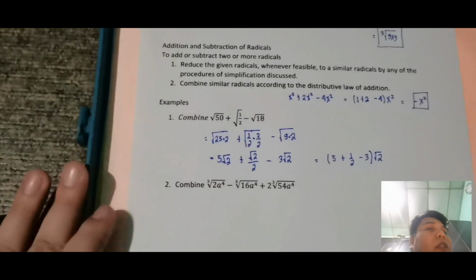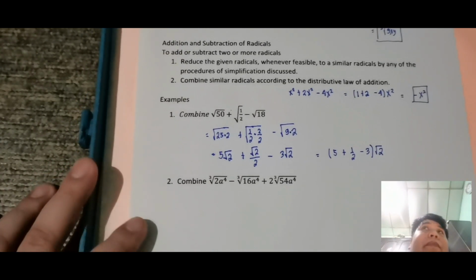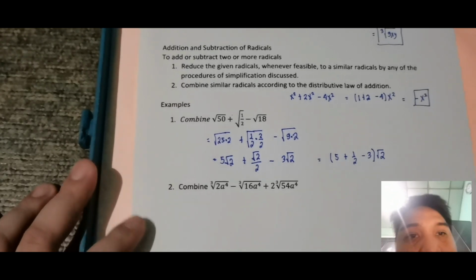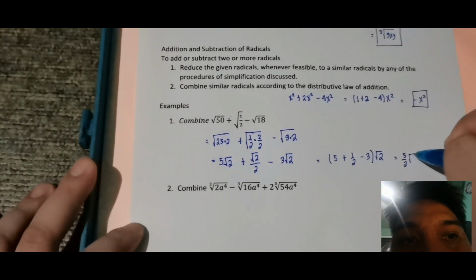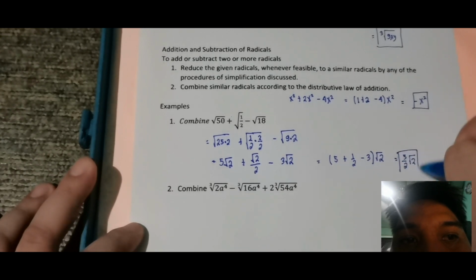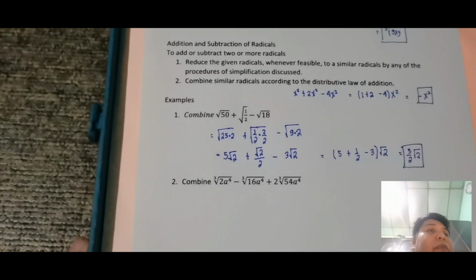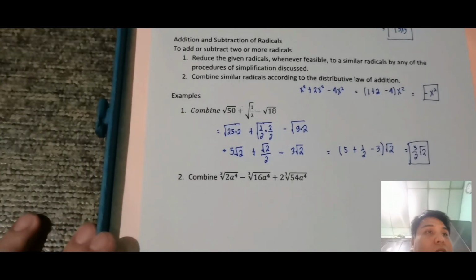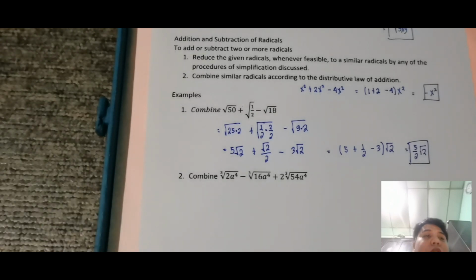Okay, so 5 plus 1 half minus 3. So that is 2 plus 2 plus 1 half. So that is 5 over 2. Okay, so this is equivalent sa 5 over 2 square root of 2. Okay, so gawin mo lang kung paano tayo mag-add ng fraction dati. Okay, so ganun siya kasimple. Ayun yung kanyang combine. So next is number 2.